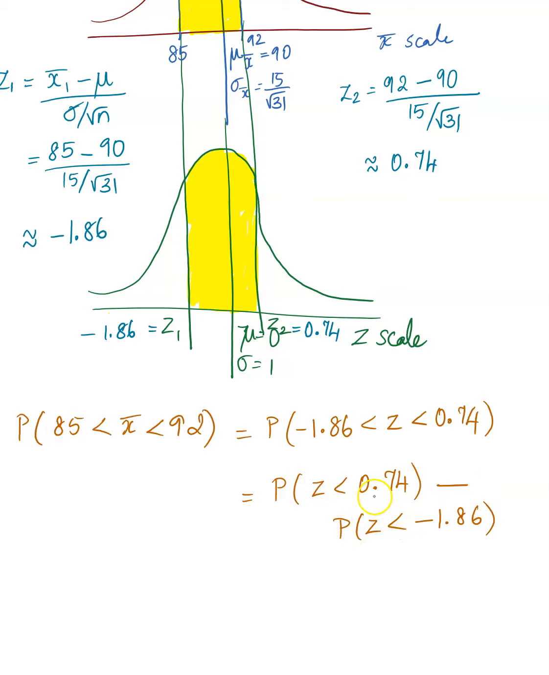So z less than 0.74 will be this whole thing, to the left of 0.74. And z less than negative 1.86 will be this area to the left of negative 1.86. So that's what we're trying to do. We're trying to take the blue minus the red so that we'll get the yellow shaded region.